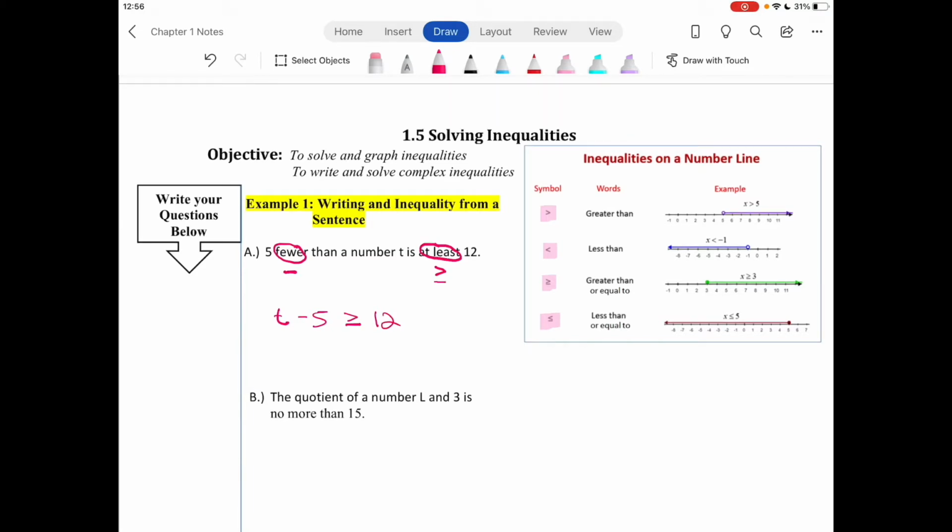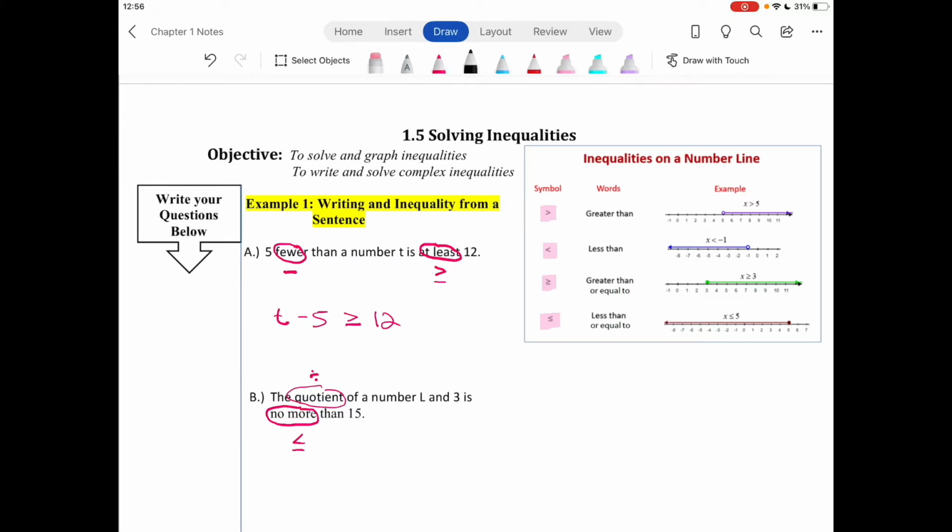Next, the quotient of a number L and 3 is no more than 15. That keyword of quotient is telling us we're going to be doing division, and no more than tells us that we have a maximum. And if we have a maximum, our values have to be less than or equal to that value.